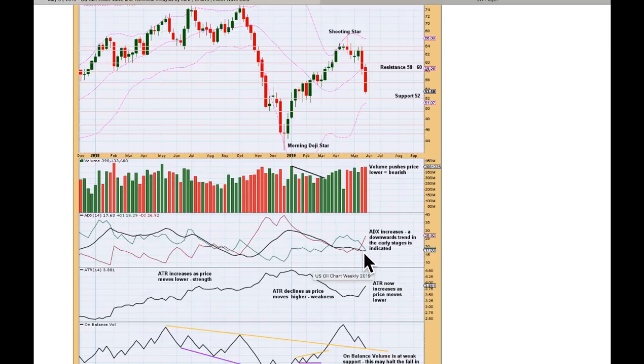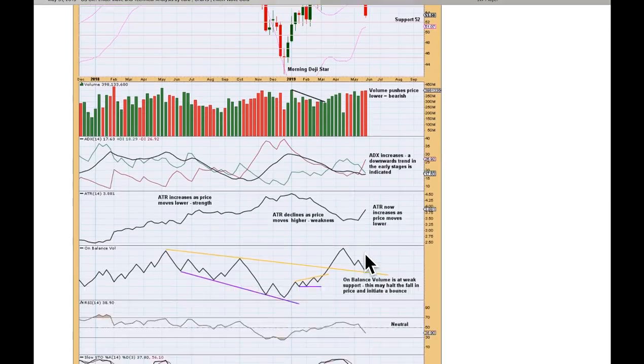ADX now agrees. The negative DX line is crossed above the positive. ADX is rising. It is above 15. It tells us a new downward trend in its early stages is beginning.